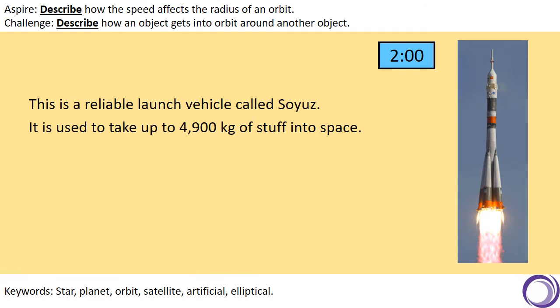That's a reliable launch vehicle that we use. So it's a rocket that will take a payload, and we can take quite heavy payloads into space. So we can put satellites into space using it. We used to use the space shuttle, which was a reusable version. So we can take up nearly 5 tons of stuff.